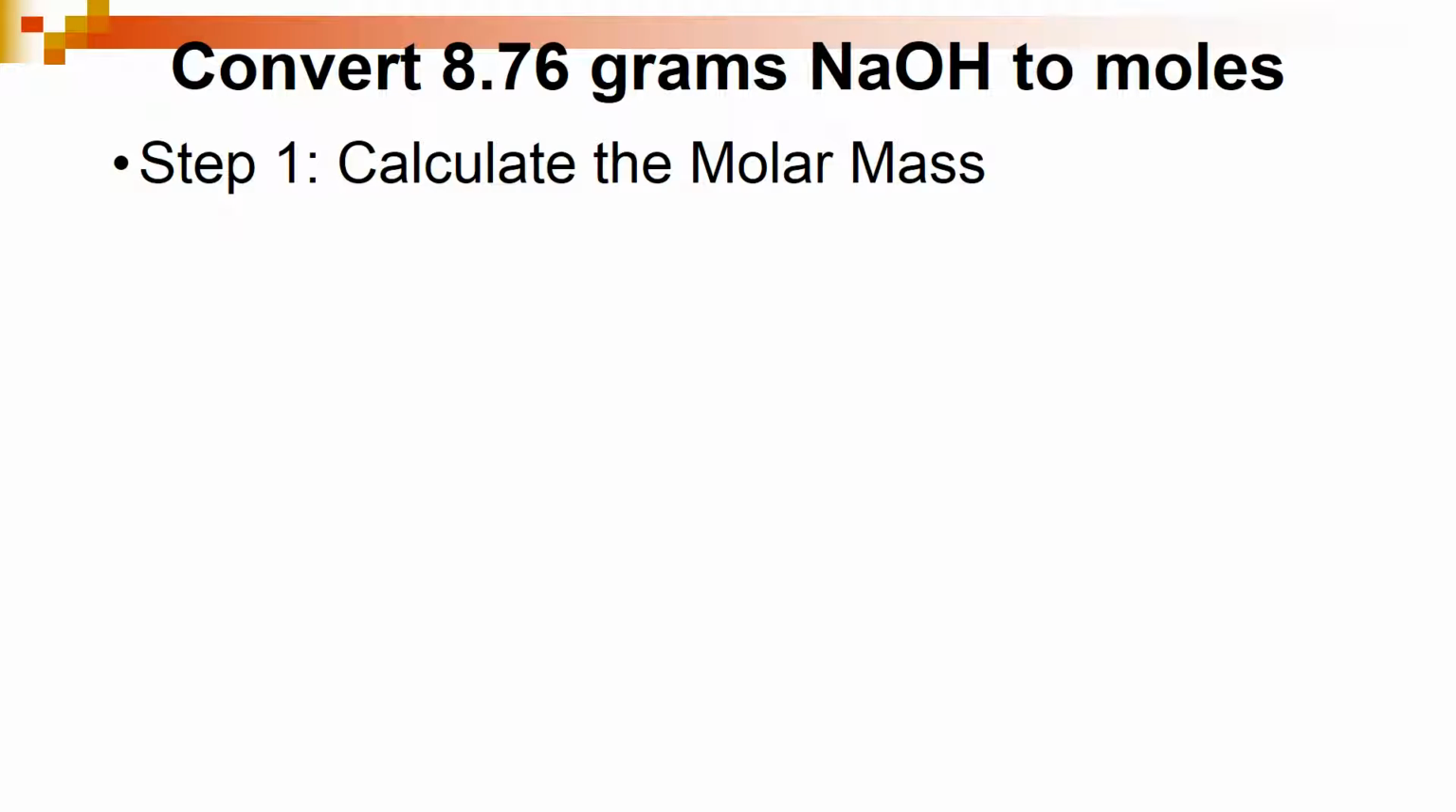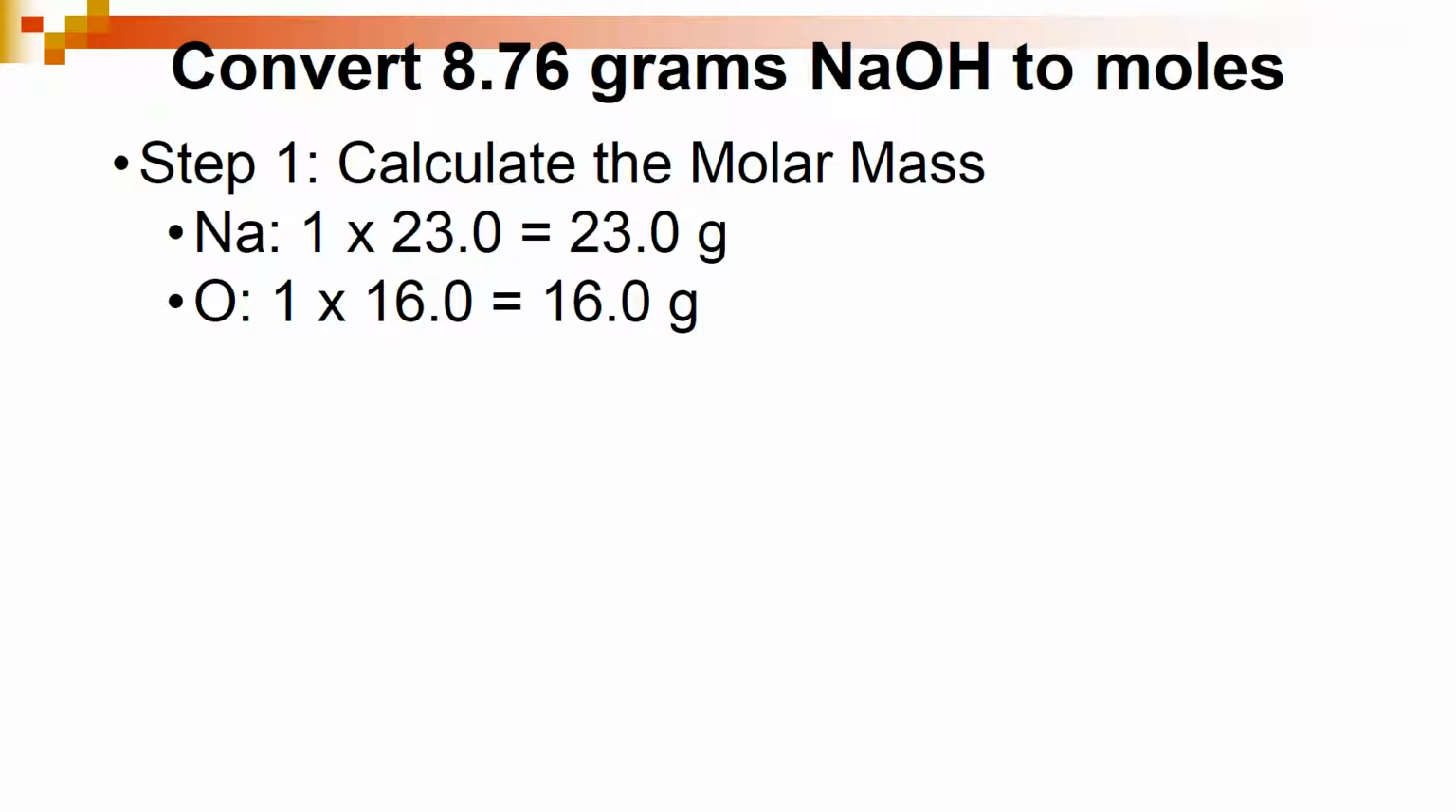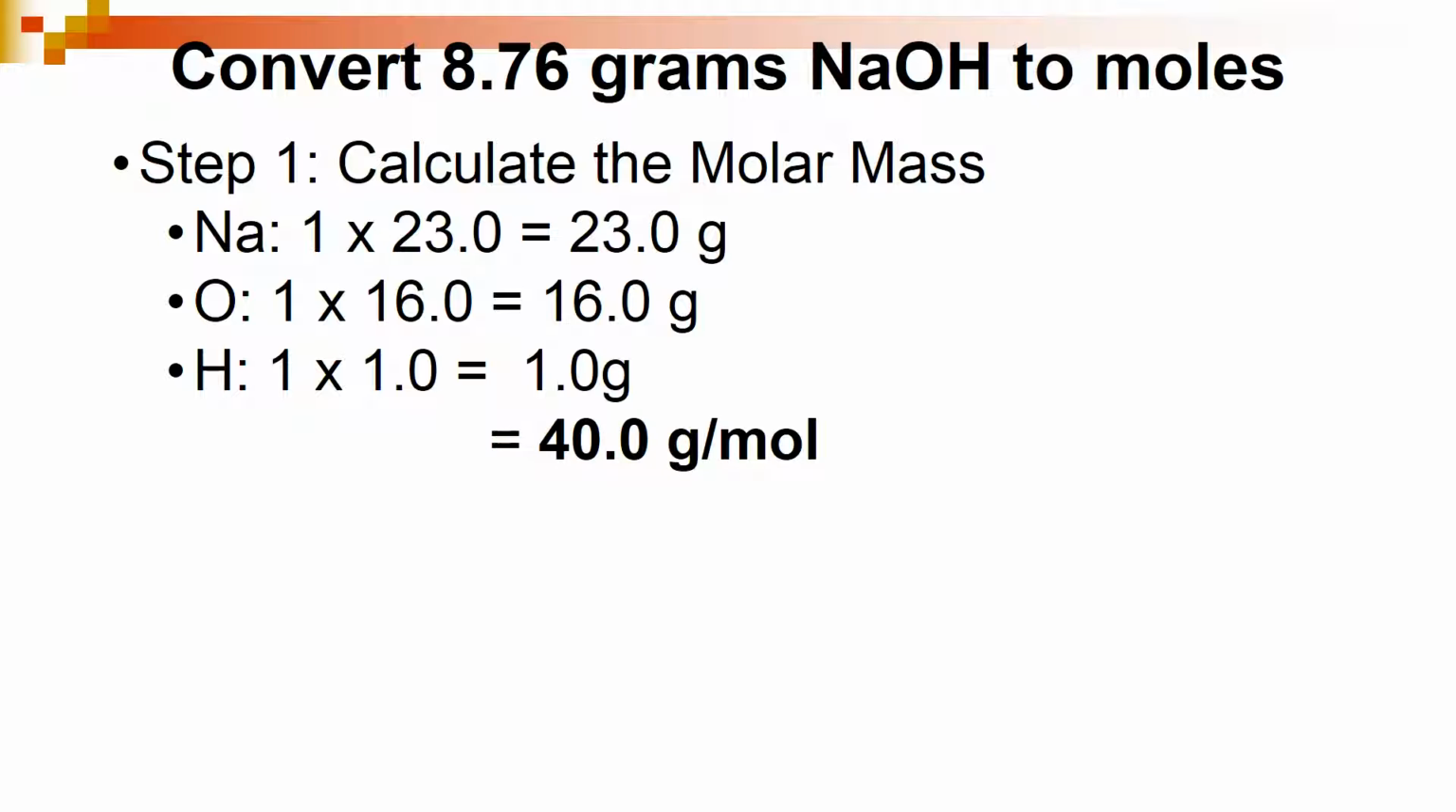Step 1 again is always calculating the molar mass. We have one sodium that has a mass of 23.0 grams, one oxygen that has a mass of 16.0 grams, and one hydrogen that has a mass of 1.0 grams. Adding these three values together gives us a molar mass of approximately 40.0 grams per mole for sodium hydroxide.